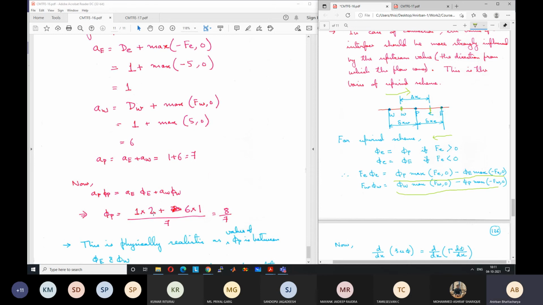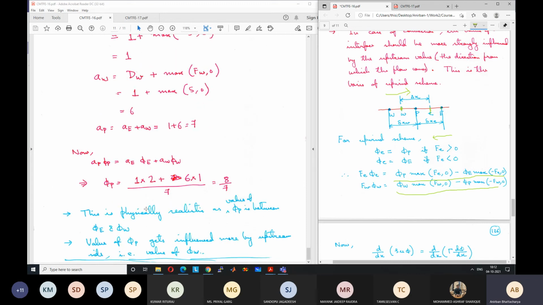AE, which is 1 into 2 plus 6 into 1 by 7, so it comes as 8 by 7. It is very near to 1 because of strong effect of flow. Okay, this is physically realistic as the value of phi P is between phi E and phi W, and value of phi P gets influenced more by upstream side, that is the value of phi W, okay, which is to be expected. Any questions?